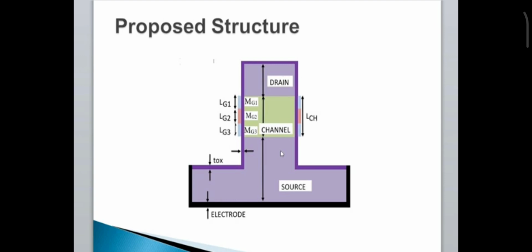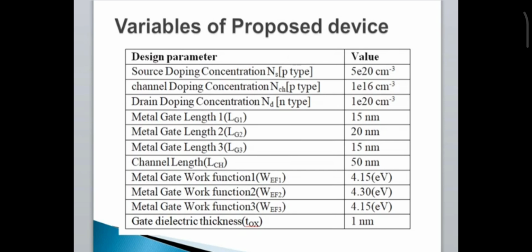Lg1, Lg2, Lg3 are the lengths of the metal gates Mg1, Mg2 and Mg3 respectively. The work functions WEF1, WEF2 and WEF3 are the gate work functions of Mg1, Mg2 and Mg3 respectively. Heavy doping is used for the source and drain regions, while the channel region is moderately doped. Next are the variables of the proposed device.